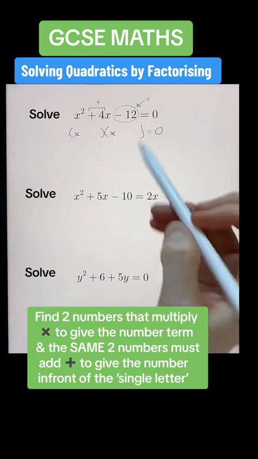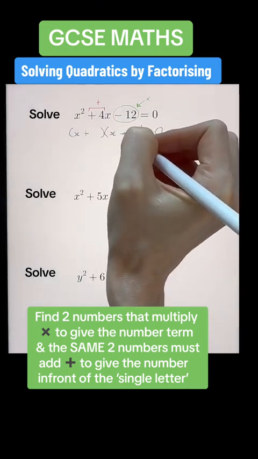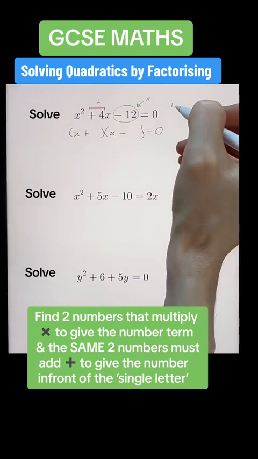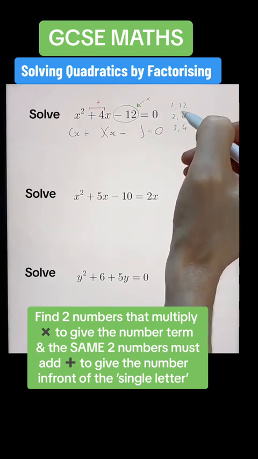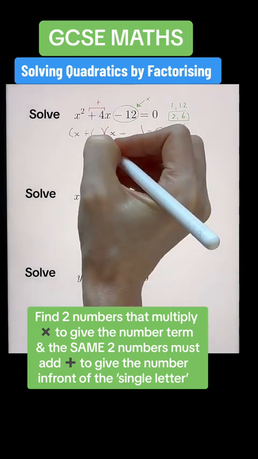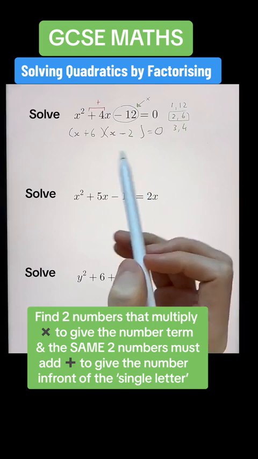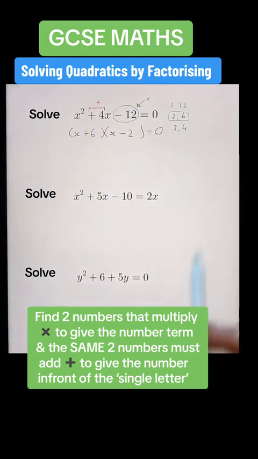Well, I know the only way to get a negative when multiplying is to have one positive and one negative. Listing out the factors of 12, we have 1 and 12, 2 and 6, and 3 and 4. In this case, our pair is 2 and 6. As I want positive 4, it must be plus 6 and negative 2, as 6 times negative 2 is negative 12, and 6 subtract 2 gives you 4.